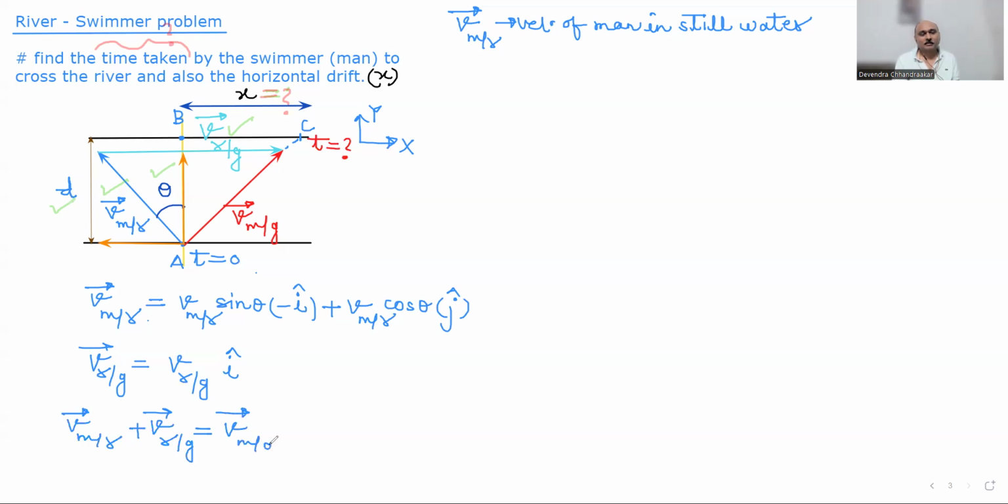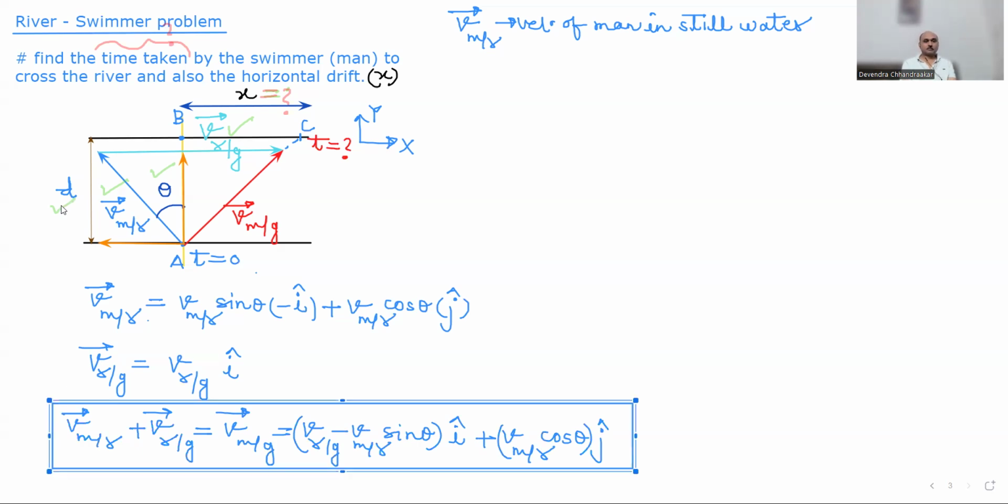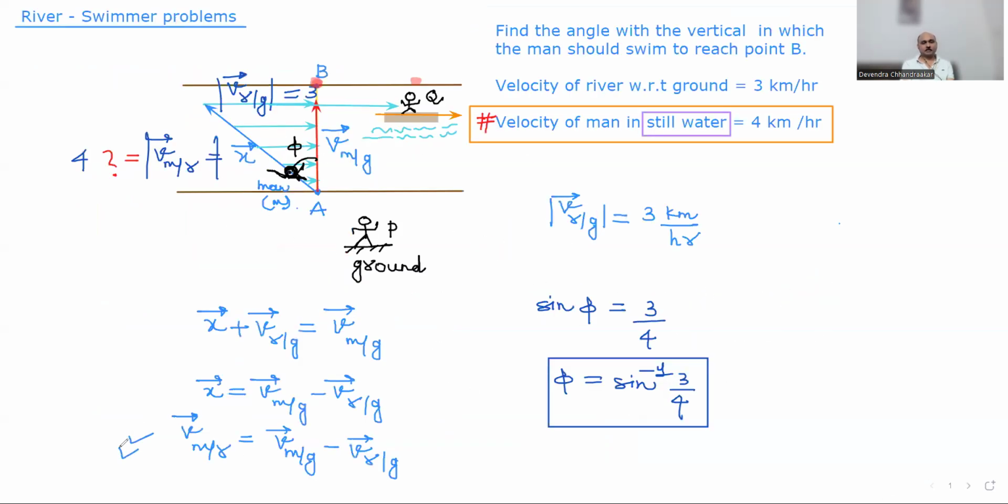So VMG is this, okay. When we add these two, it's VRG minus VMR sin theta I cap plus VMR cos theta J cap. I hope all of you understood this. Yes or no? Sir, of course we understand. Anybody having any doubts in this, please ask. VMR plus VRG is VMG. We have already written it multiple times. Here also we have written it, right?